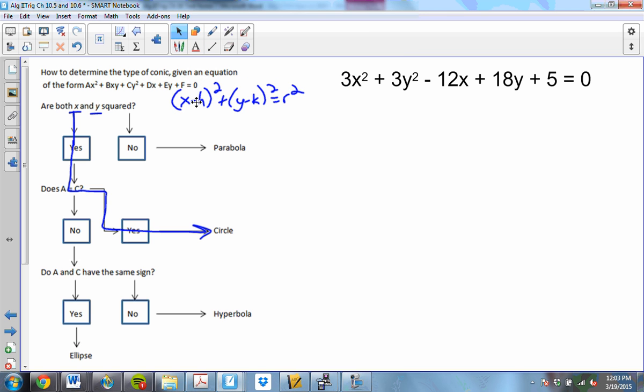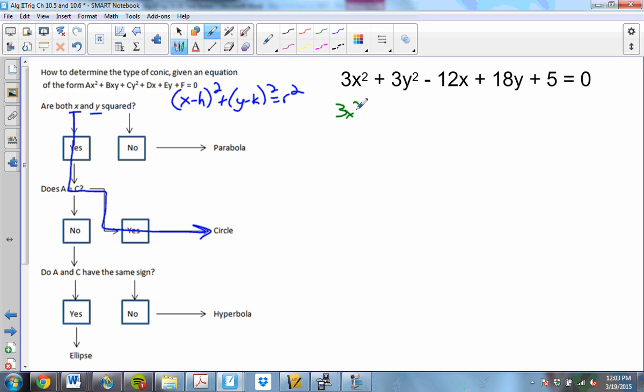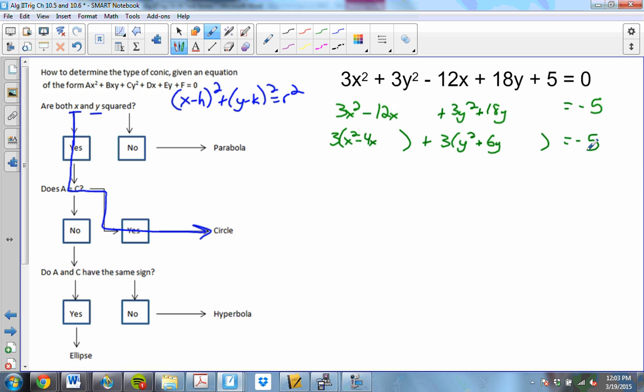I want to take this equation and make it look like that circular form by completing the square a couple times. I'm going to group up my x's, group up my y's, and move that 5 over. On the left side I can factor out a 3, and then here I can also factor out a 3, and equals negative 5. Now I could have divided everything by 3 if I wanted to. For circles that can work. But it's nice to have one method you can follow every time, so we show factoring it out.